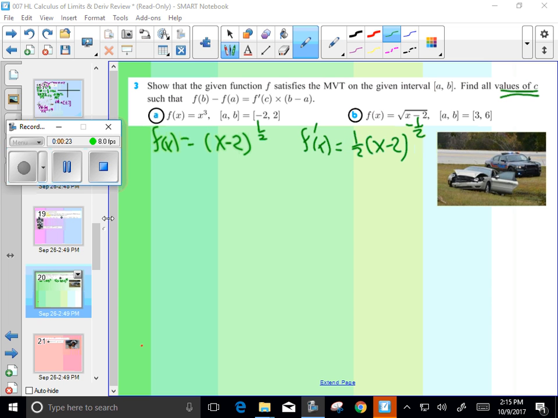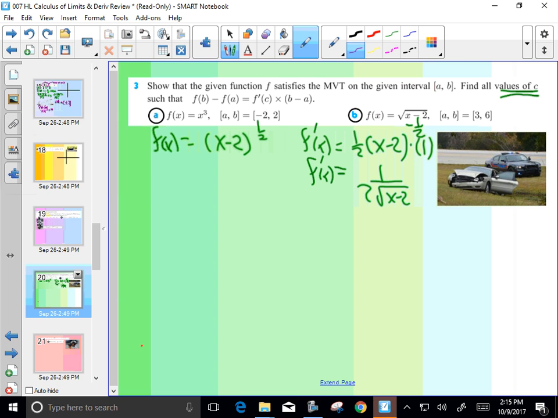What's the derivative of x minus 2? 1, so that doesn't change, does it? So this is the same as 1 over 2 times the square root of x minus 2, just for future reference. Okay, now, what is f of 6?